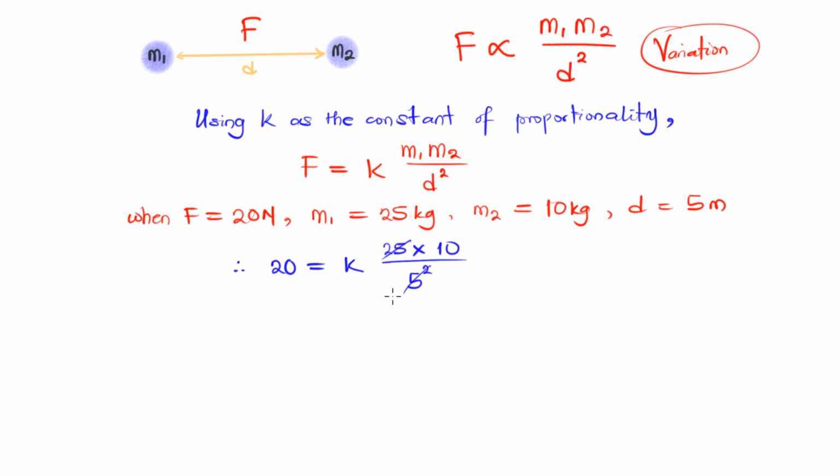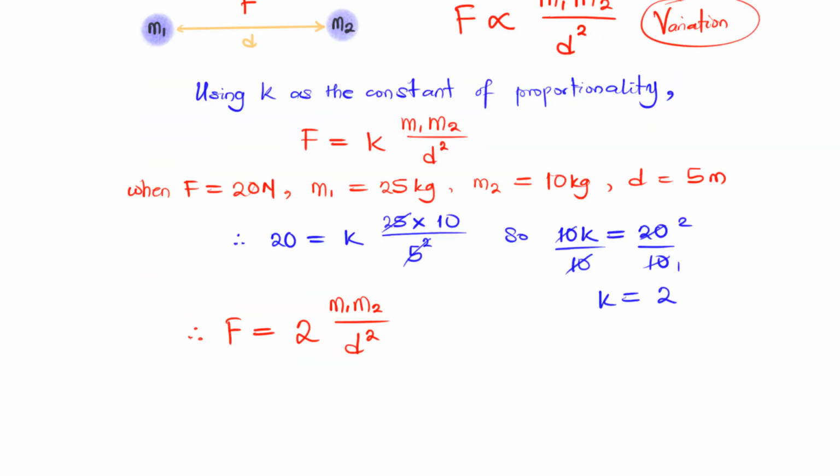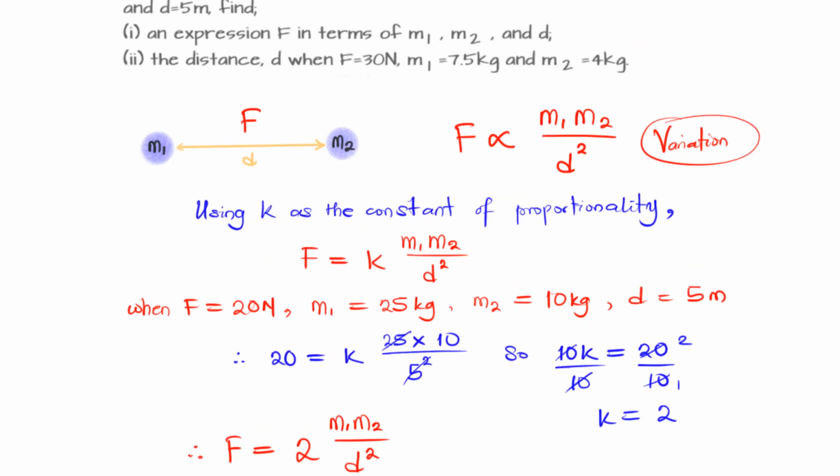5 raised to power 2 is 25, so 25 can cut 25, so that we have 20 is equal to 10k, and if you divide both sides by 10, our k is 2. So the expression for F in terms of m1, m2, and d is 2 multiplied by m1, m2 over d raised to power 2. That is the expression for F that we're asked to find. Now, this is question 1.